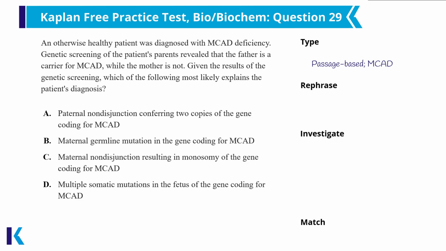Reading the question stem, I'm given some facts about a specific patient that has MCAD. The father is a carrier, which means he carries one faulty gene, but not two. The question stem mentions that the mother is not a carrier, and I can then infer she's probably homozygous dominant, so does not have any copy of the faulty allele. So the question is asking how this genetic cross would result in a child with MCAD deficiency.